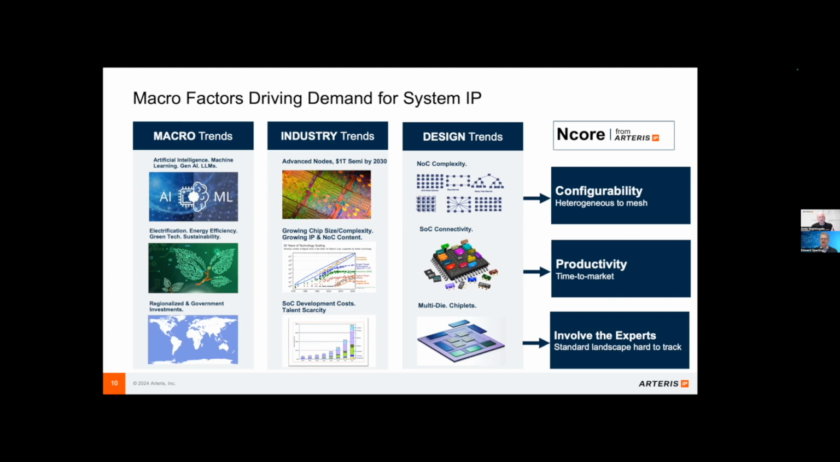And finally, on design trends, NoCs are becoming increasingly complex. So they have to meet the demands of the macro and industry trends. So the need for more automation in SoC connectivity is driving the demand for smarter NoCs. Modular designs are trending towards using multi-die and chiplets to enhance performance, scalability, and yields.